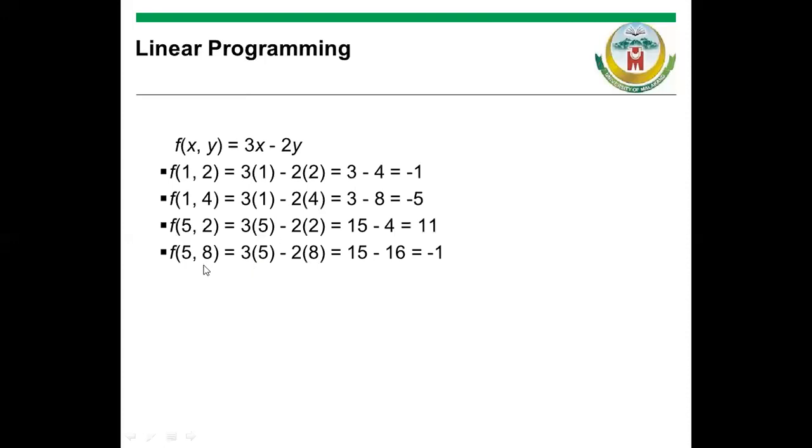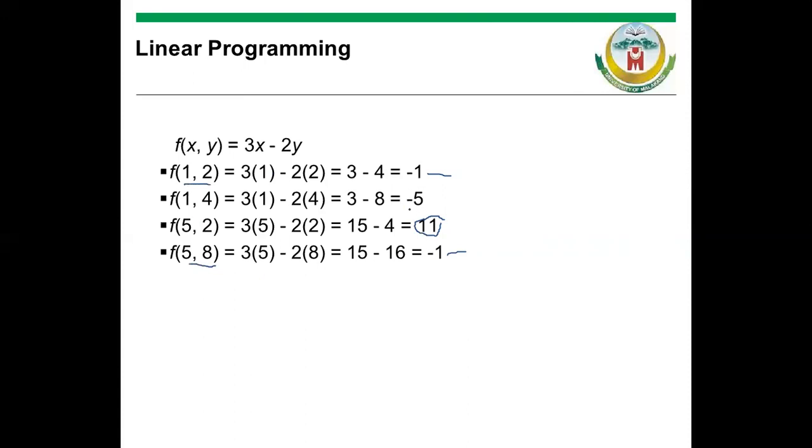And when we put 5 and 8 in this function, we get -1. So if we are interested in the minimum values, this is the value and this is the value. These are the minimum values, and the maximum value is this one. So at x is equal to 5 and y is equal to 2, we get the maximum value for this function. And at these values, we get the, no, sorry, the minimum is this one.